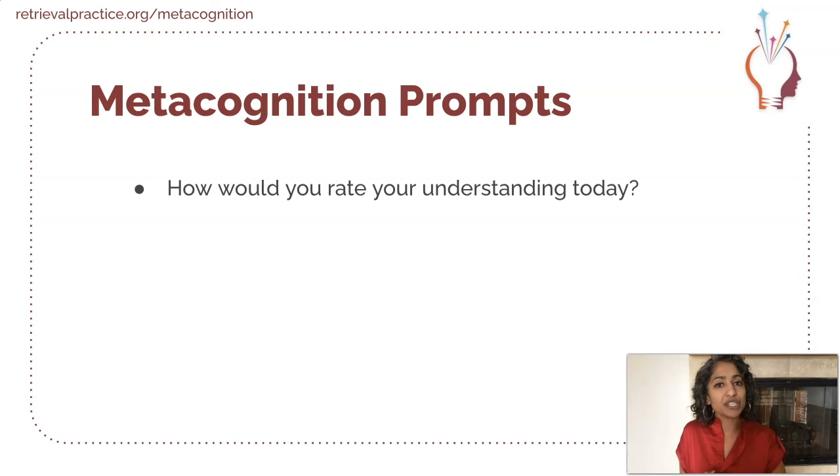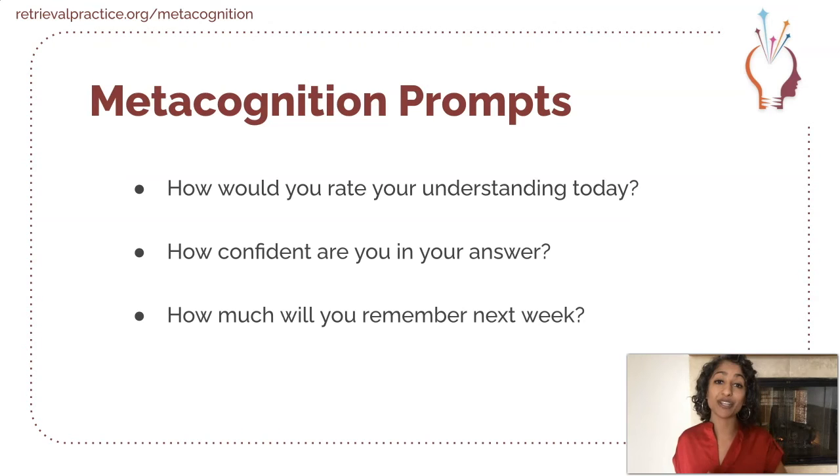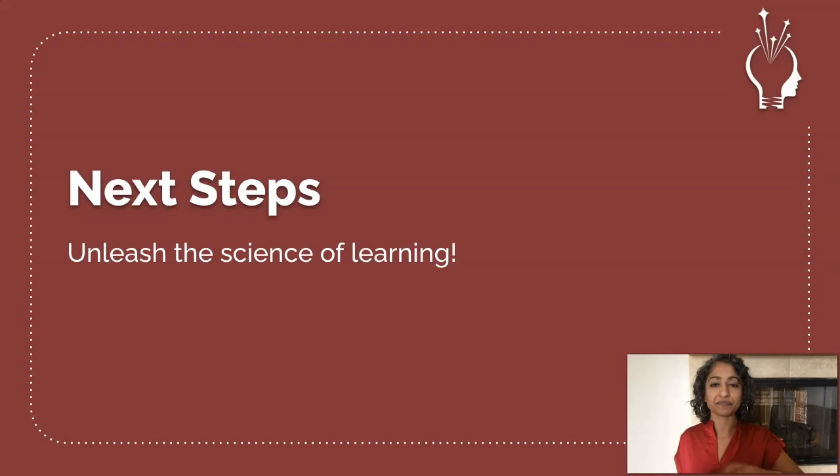One example, how would you rate your understanding today? That could be a simple prompt before students end class. How confident are you in your answer? And how much will you remember one week from now? This is what we call a judgment of learning, or prediction, to predict your learning into the future. Again, it helps students with their metacognition to reflect on what they've learned.